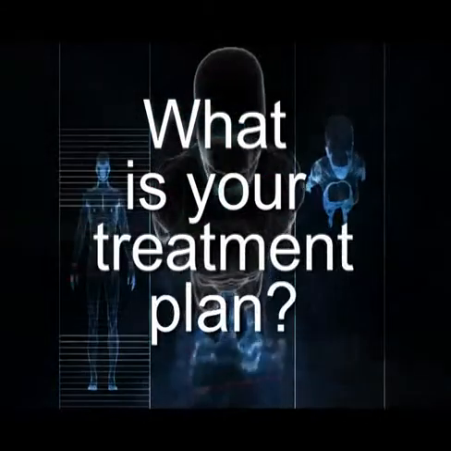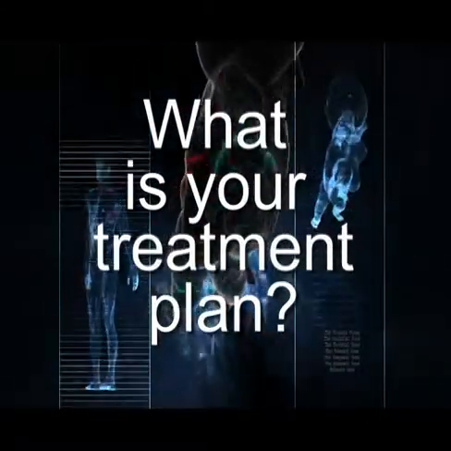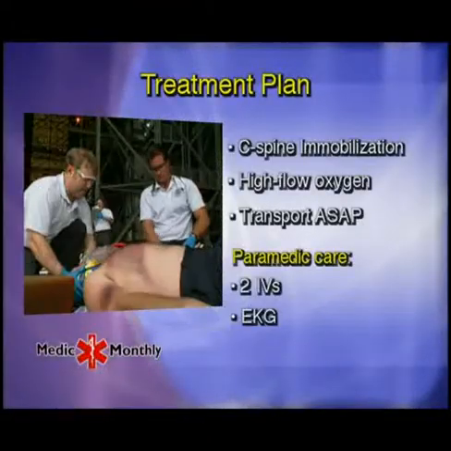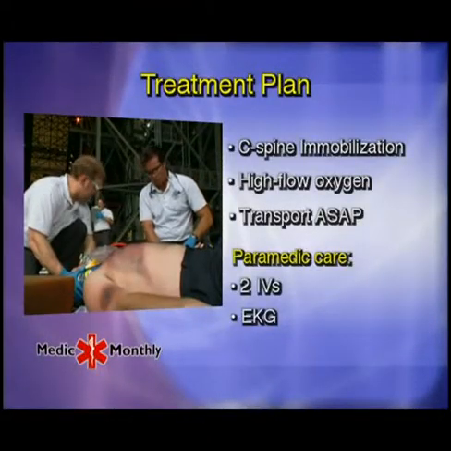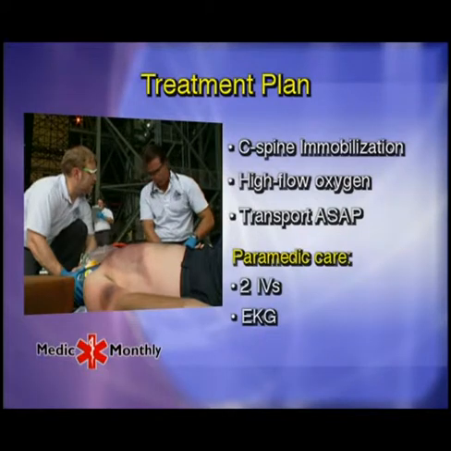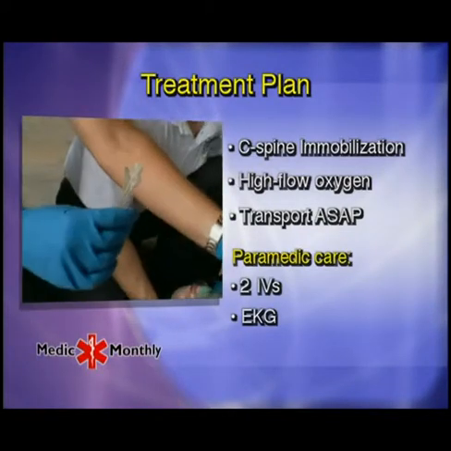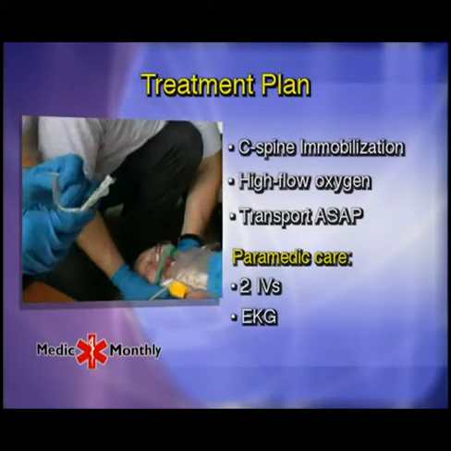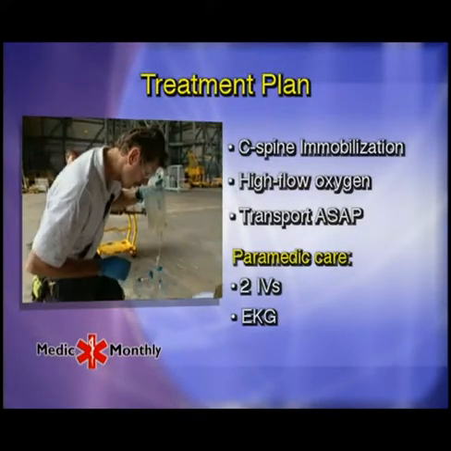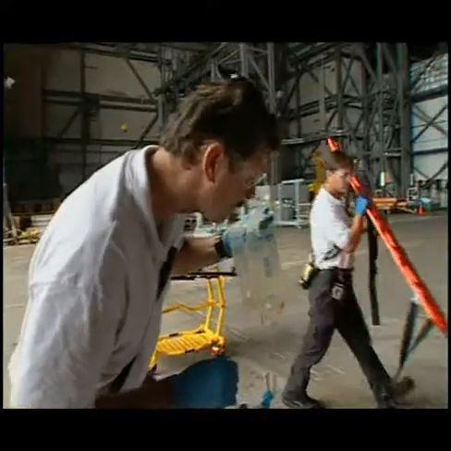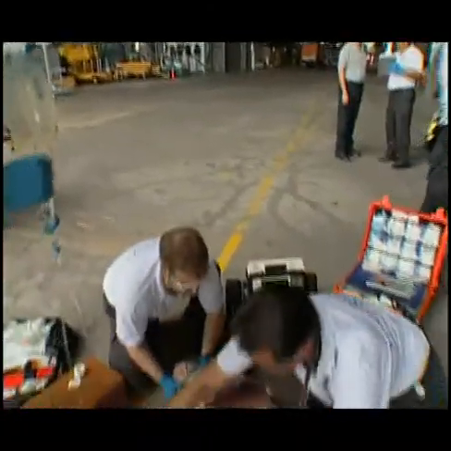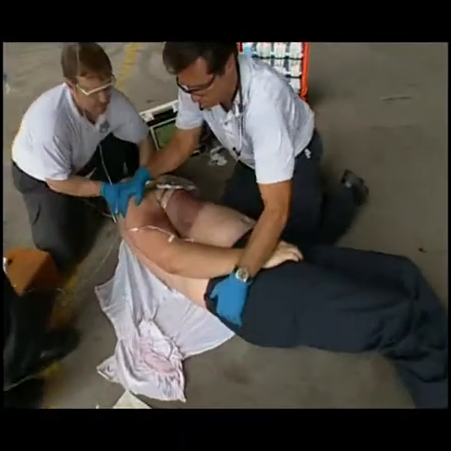What is your treatment plan? Your treatment plan should include immediate cervical spine immobilization and high-flow oxygen therapy. If paramedic care is available, needle decompression to the right chest, 2 large bore IVs, and an EKG. Transport to the appropriate receiving facility, preferably a trauma center, should occur as soon as possible.